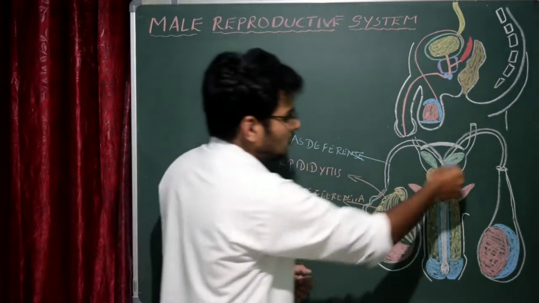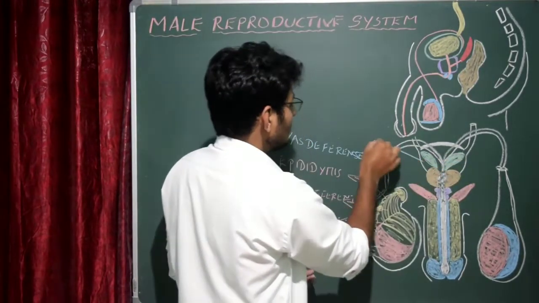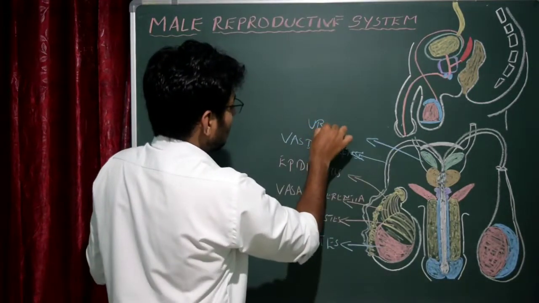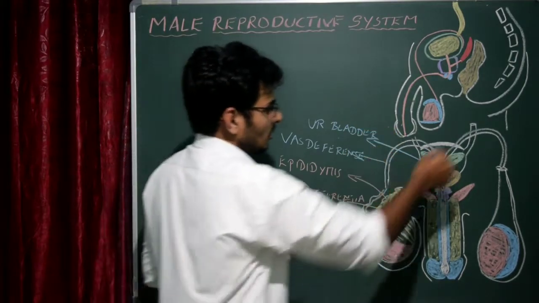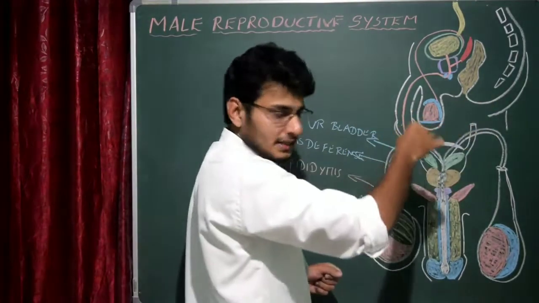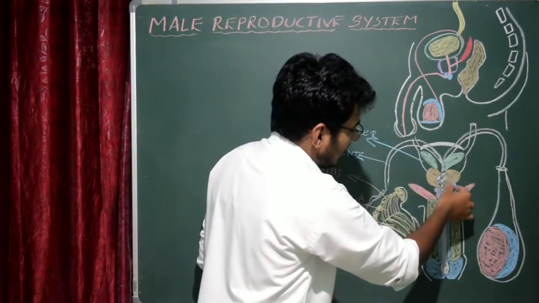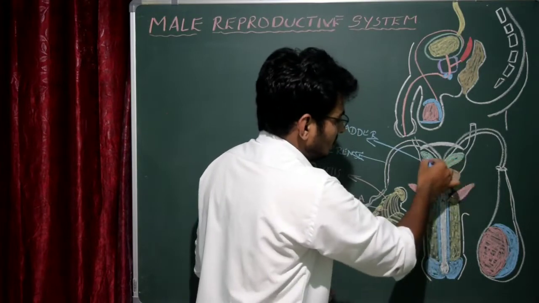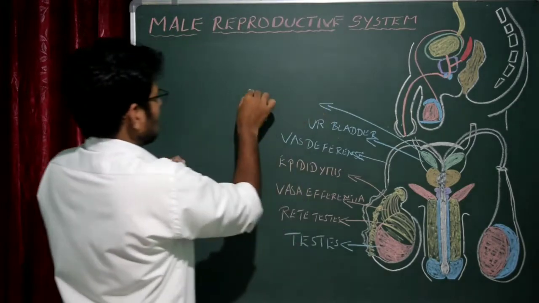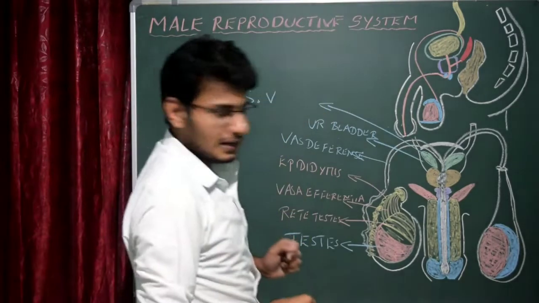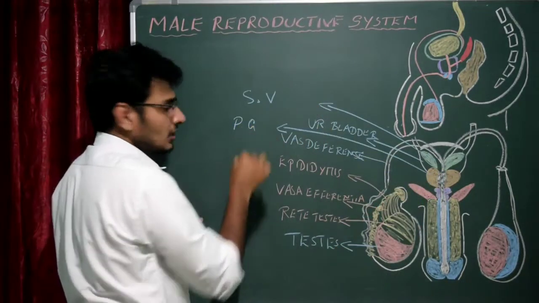Ultimately you could see a big sac-like structure, not the green one, I'm talking about this one. This is the urinary bladder. No need of labeling. You know this pipe coming from the kidney is called the ureter, not required. And you could see the accessory glands here: 1, 2, 3. This is a pair of seminal vesicles. You know the spelling, I think so. And this one is a single prostate gland, you know the spelling of it.